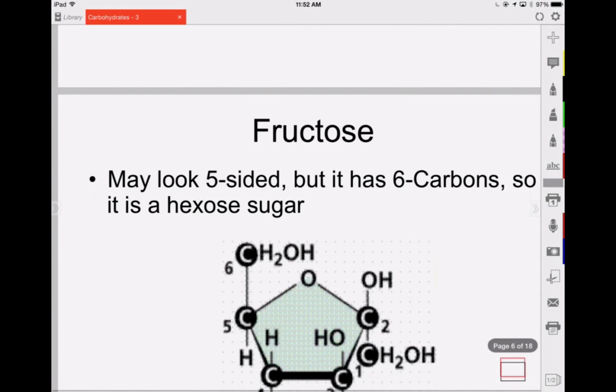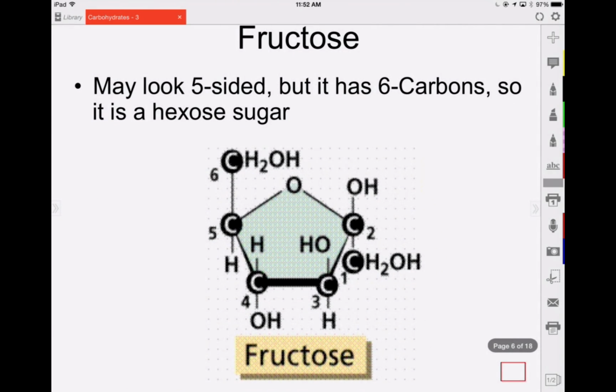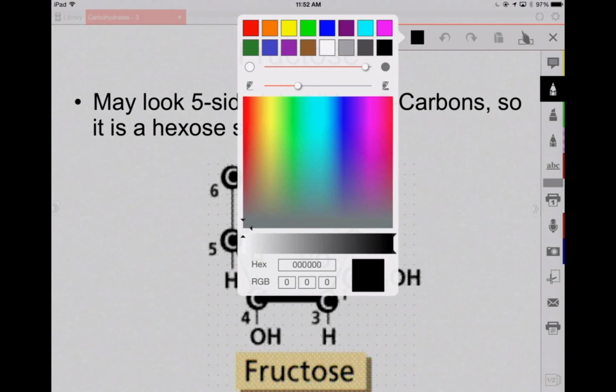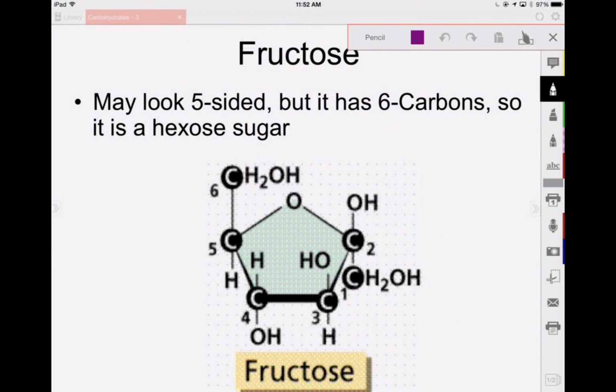Important monosaccharide. We move on to fructose, and you might have heard of this as fruit sugar. You find it obviously in fruit quite a bit. Let's switch. This black is just a little too intense. There we go.